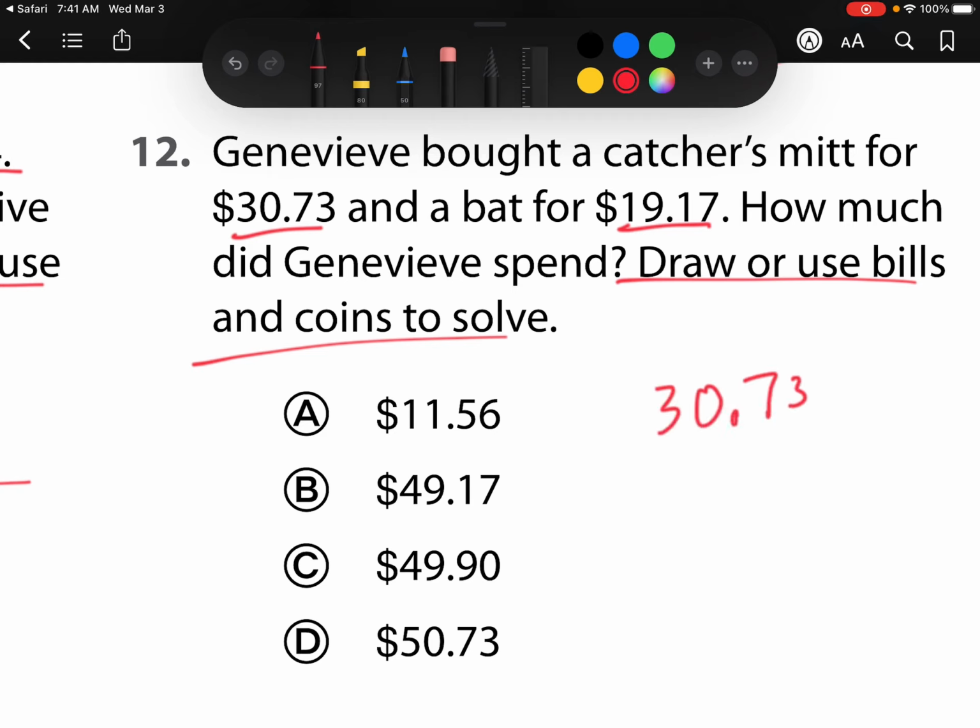And since we're buying them, there's no change being given, we have to find out how much it's going to cost. So we add them together. And then do we see that answer anywhere? We do. We see it on letter C. That's it, you guys. Now you can add money and subtract money in word problems.